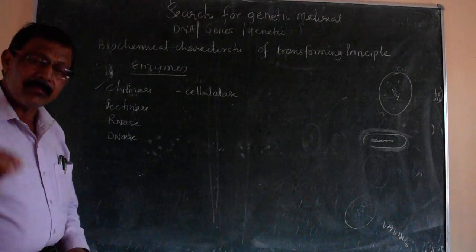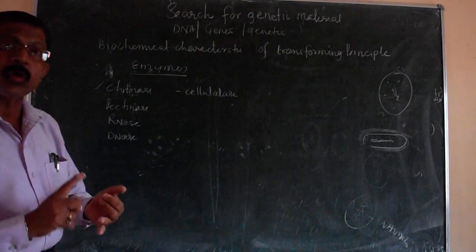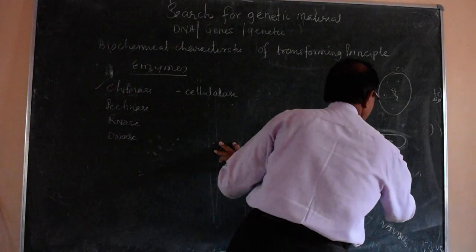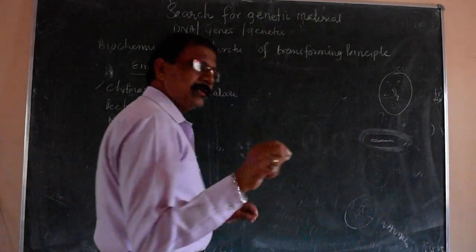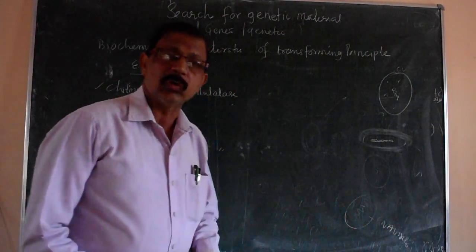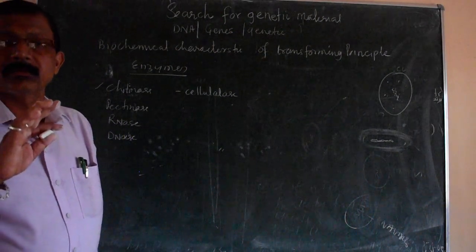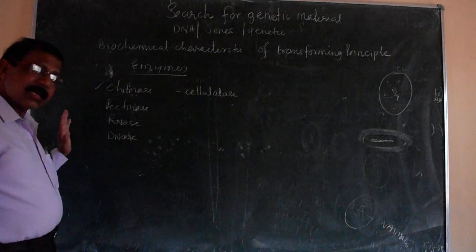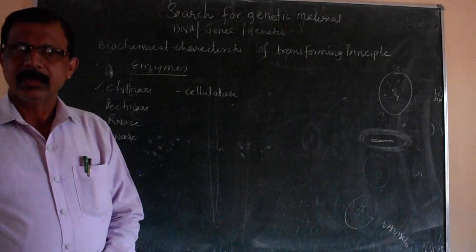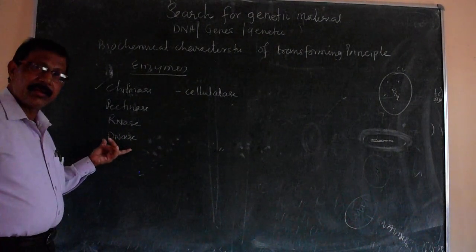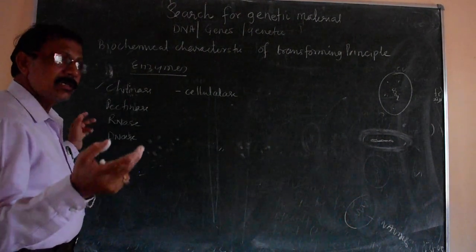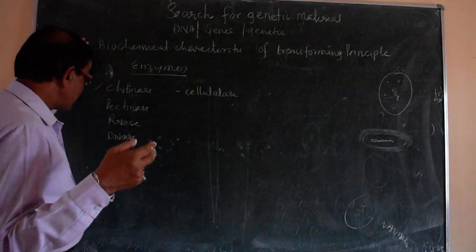Then whatever the cell membrane contains, carbohydrate and protein, the carbohydrase enzyme and proteinase enzyme were used to digest the cell membrane. Then in that region there may also be RNA, and the RNase digests the RNA. But when DNase was used, the DNA was not completely destroyed, understood, and it transformed the character from one cell to another cell.